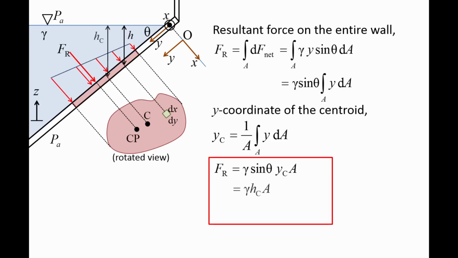Yc times sine theta is equal to the depth of the centroid, hc, so we can rewrite the resultant force equation as gamma times hc times A. This form of the equation is often more convenient to use when solving fluid mechanics problems. Gamma hc is the pressure at the centroid, Pc, so we can further rewrite the resultant force equation as the pressure at the centroid Pc times the area A.